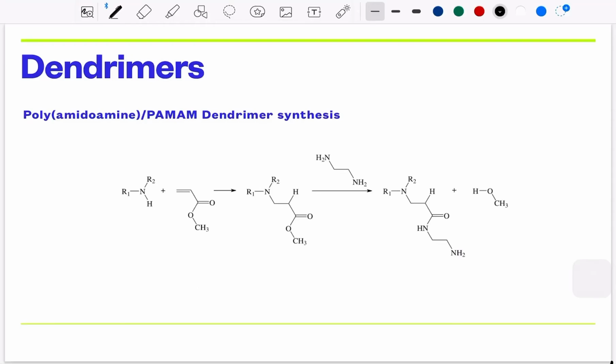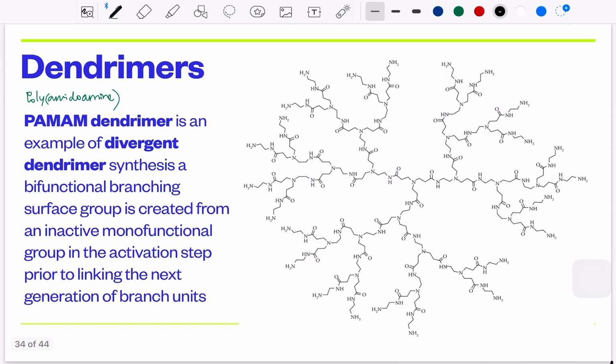Okay, I think last time we discussed the dendrimers, right? This is, I think, the most notable example, the polyamidoamine.